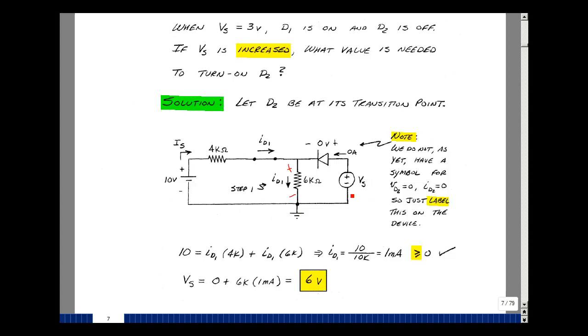This was no specific application, but it was an example that was in a book I used years ago that I really liked because it showed these ideas of assumed states and the idea of the transition point or transition state. And these are some examples of ideal diode circuits.